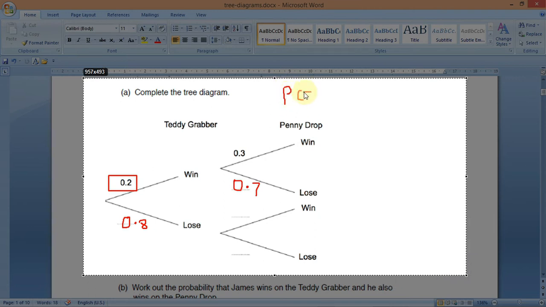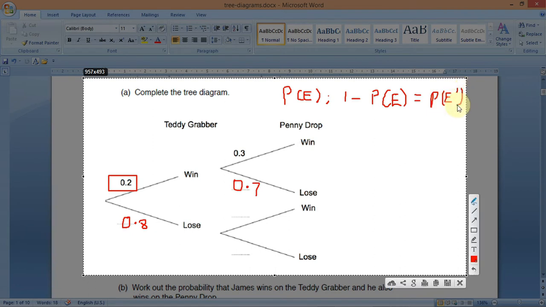If the probability of an event is E, then the probability of not that event will be 1 minus the probability of the event. So for probability not, we can use prime for that: probability E prime. Something like that.